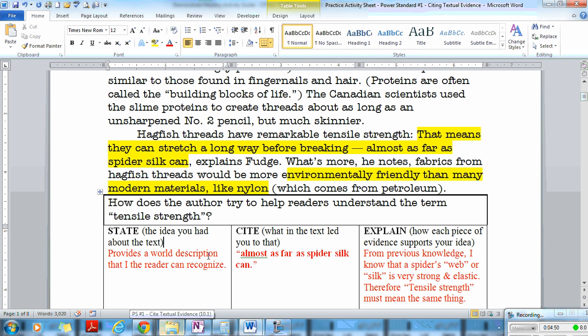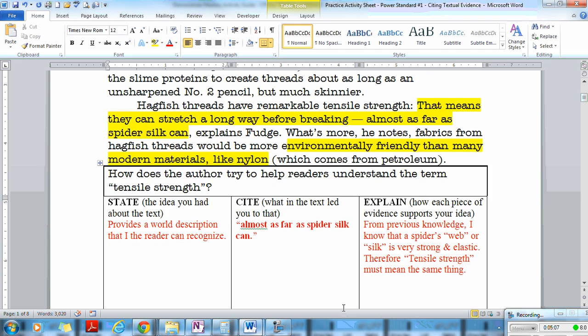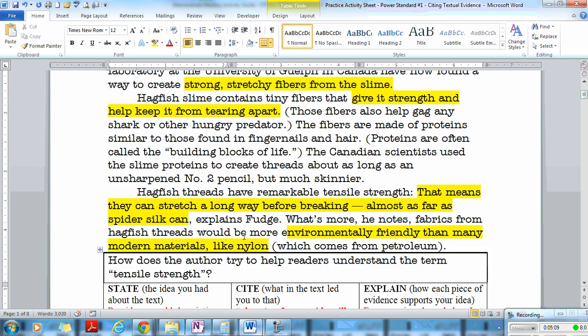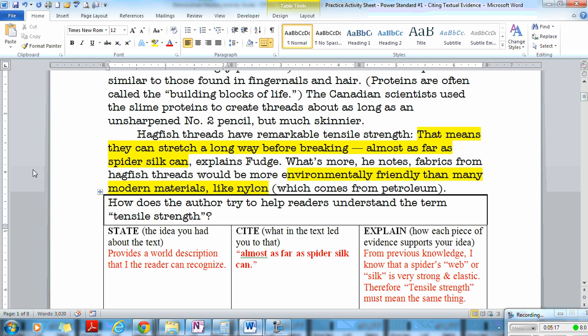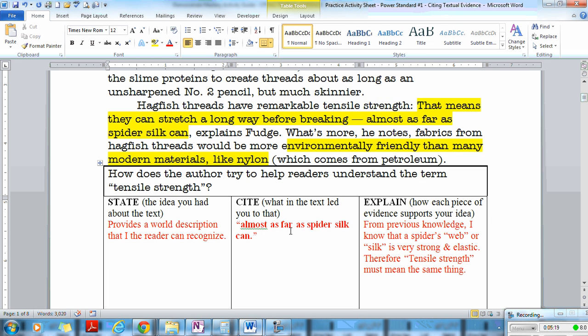So, how does the author try to help readers understand the term tensile strength? He provides a word description that the reader can recognize. Almost as far as spider silk can. From previous knowledge, I know that a spider's web or silk is very strong and elastic. Therefore, tensile strength must mean the same thing. So I took my determining word meaning skills and I applied them to help me answer the citing textual evidence skills.